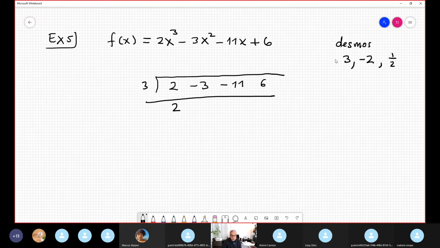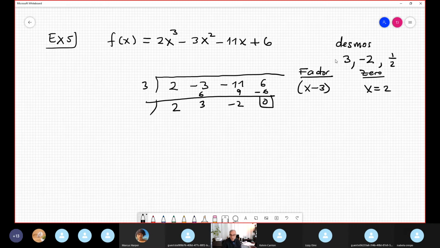Bring down 2. This is 6. This is 3. This is 9. This is -2. This is -6. 0. Fantastic. Therefore, the factor is x minus 3. This is the factor, and this is the zero that belongs to the polynomial. Let's try -2. Bring down 2. Is -4. Is -1. Is +2. 0. Fantastic. The factor is x plus 2.